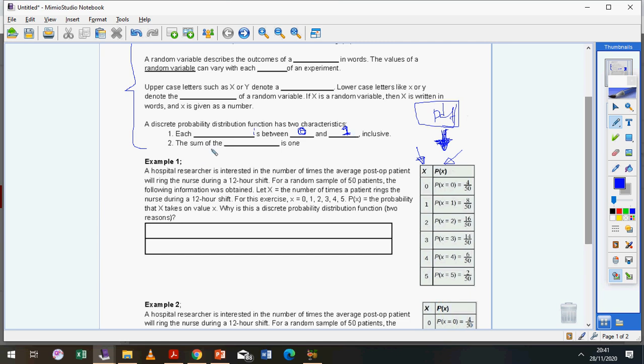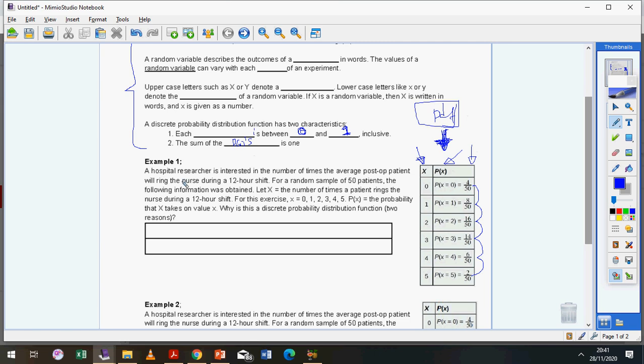The other one is that the sum of all the probabilities must equal 1. So, for example, in this table here, if I add up all of these probabilities, they should give me 1. If they give me 1, then it's a PDF. If they don't give me 1, it's not a PDF. So I'm just going to do a couple of examples for you, and then you can go and try the rest of the examples.